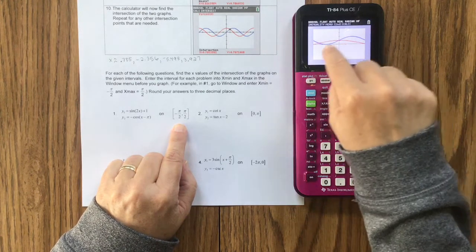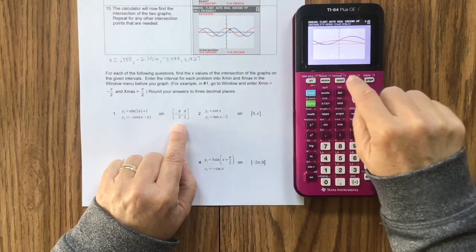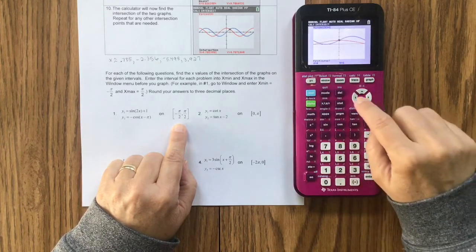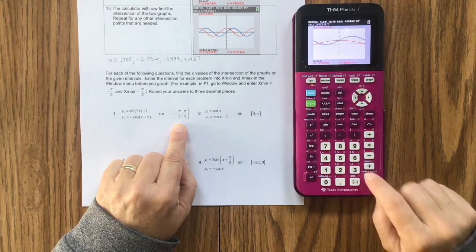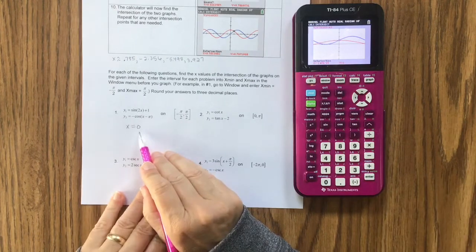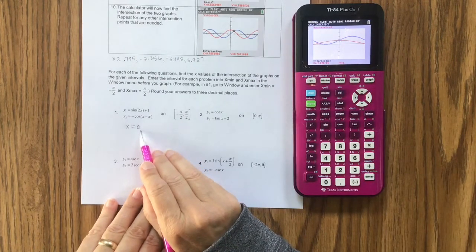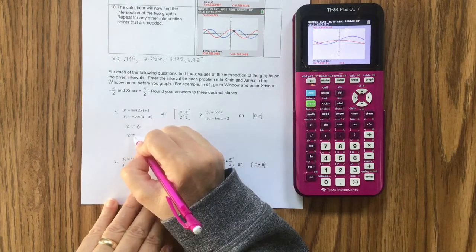There are 2 points of intersection. X equals 0 for one of them. I did not need to round it.